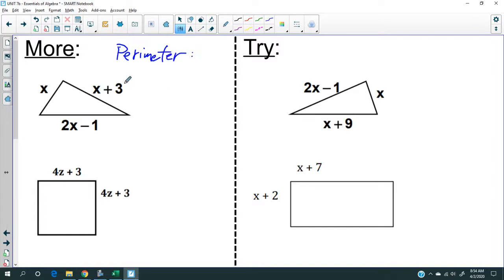Now, that will require you to know what a perimeter is, right? What's the perimeter of a shape? Yeah, it's the distance around it, right? That's what a perimeter is. How do you find perimeter? Right, you add all 3 sides.